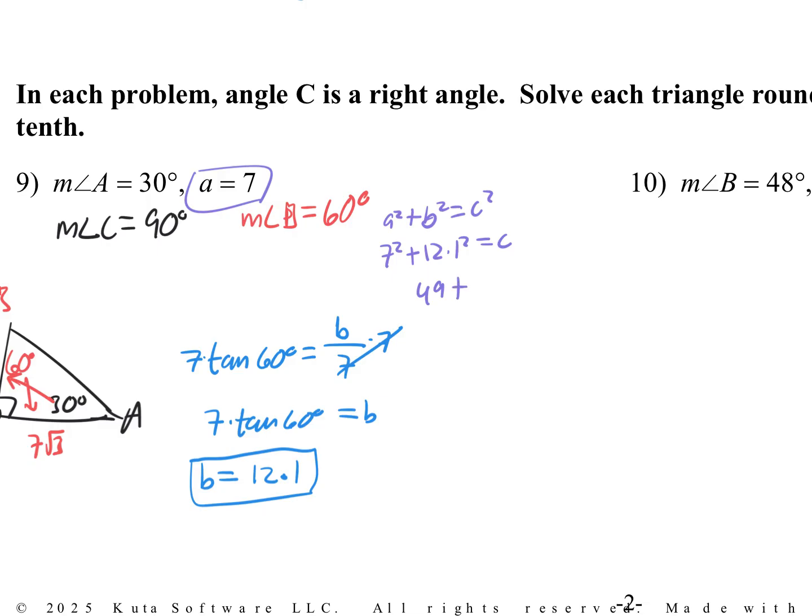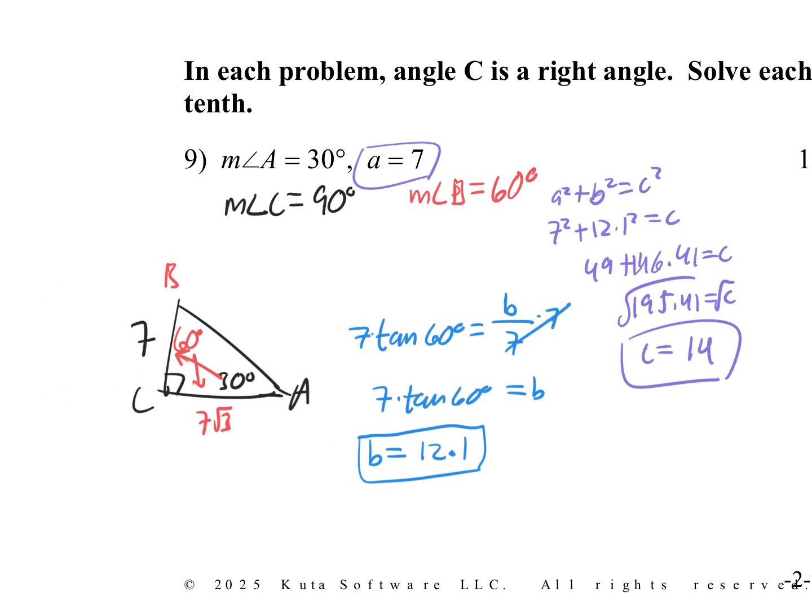It is going to get us 146.41. All right, so when you add those together, you should get 195.41. And then you get C is, right, this is going to round up to 14.